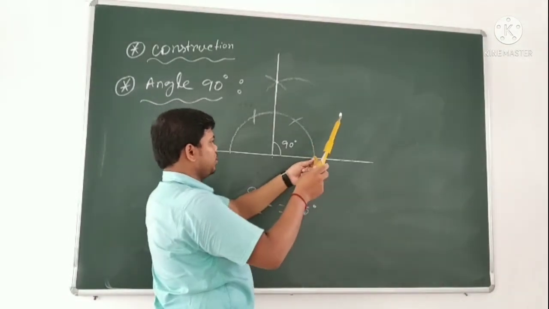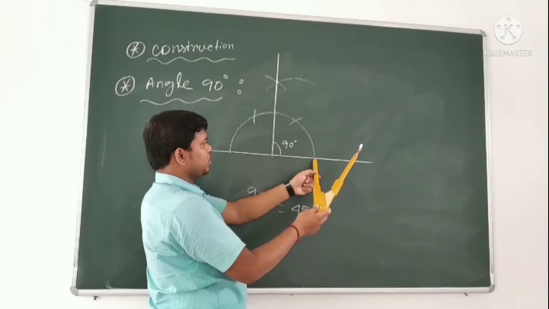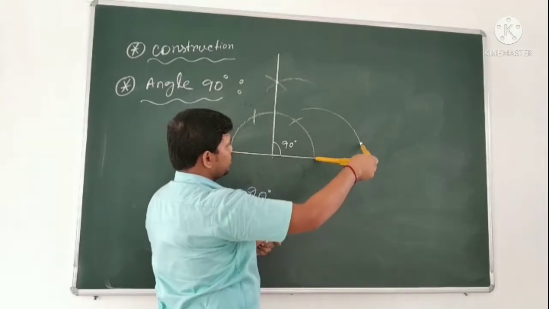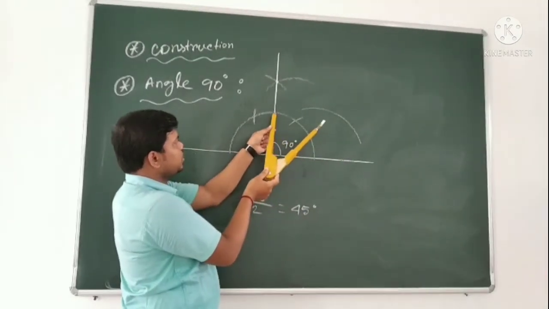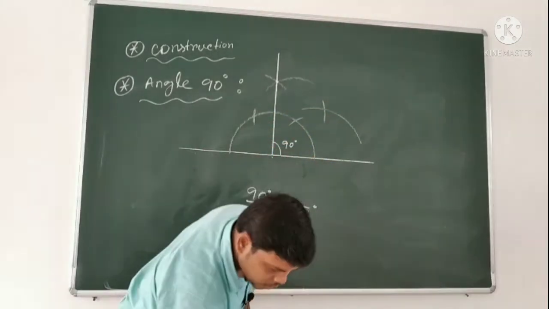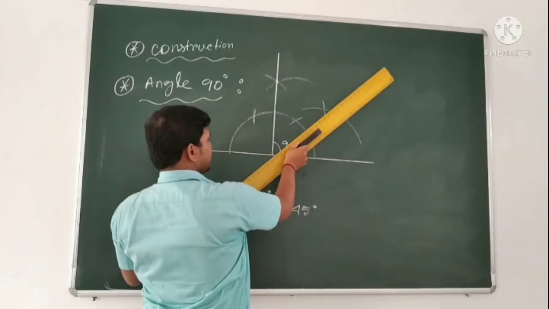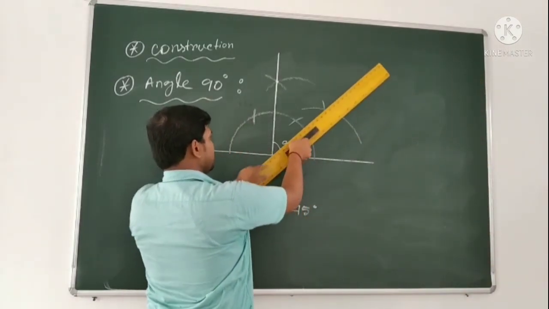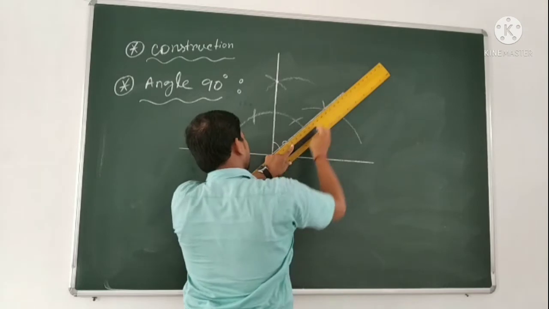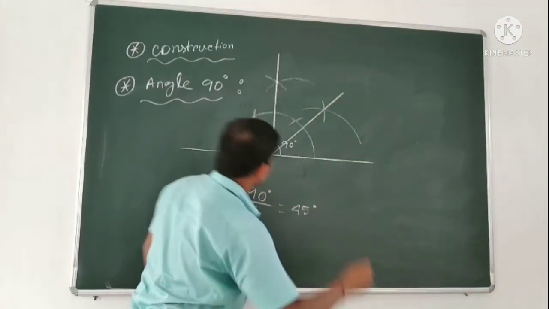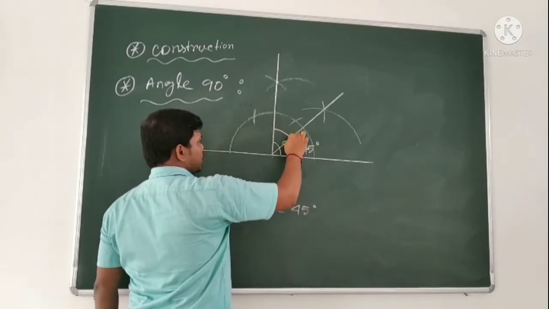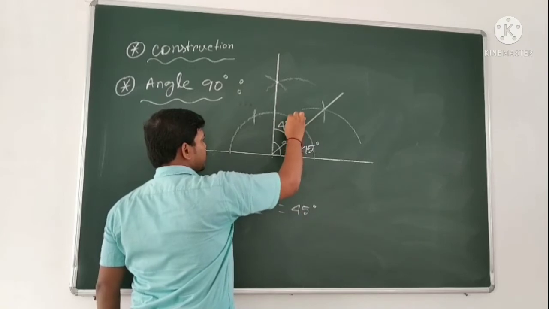Suppose put your compass here and draw an arc in this way. Also put your compass here, then cut this. Then just connect these 2 points, then this will be 45-degree. This angle will be 45-degree, also this angle will be 45-degree.